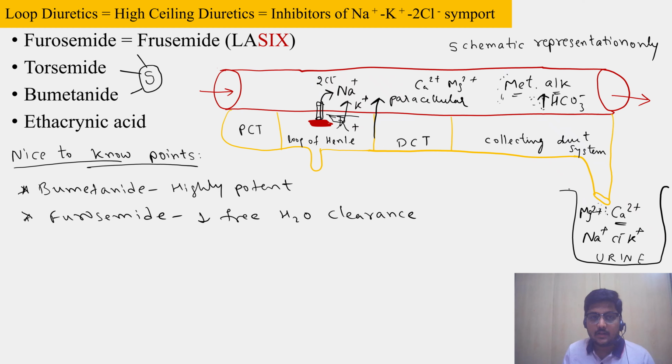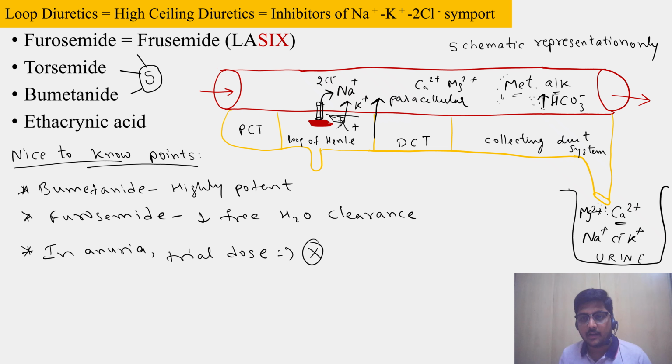And fact number 3 which we should remember is, in anuria patients, the patient could not pass urine, right? So he could not empty the bladder, then we give loop diuretics as a trial dose. Okay, we give loop diuretics as a trial dose. If this trial dose is not responsive, so what is the next line in the options? There will be an option: stop this loop diuretic.